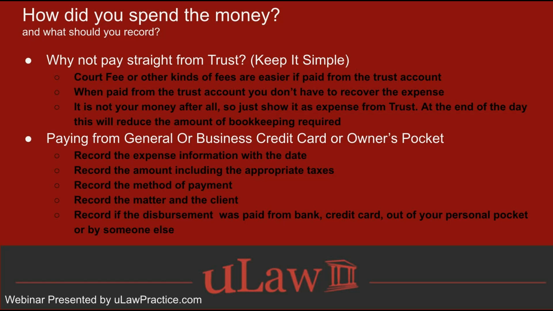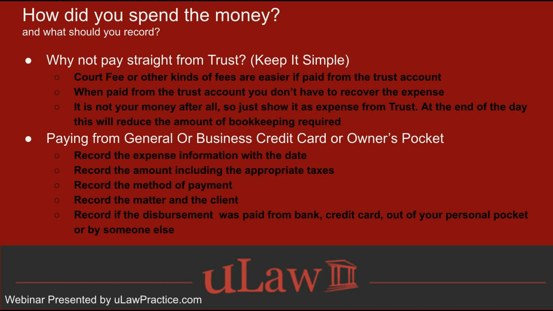But sometimes genuinely you would have spent from your general account, right? And you would have also incurred expense on behalf of your client from general. So you need to record it, such as the expense amount, the method of payment, matter and client, and how it was paid, whether it was general, credit card, owner's pocket, etc. So paying from general is such that you can use it for any expenses. But paying from trust carries only certain types of expenses.